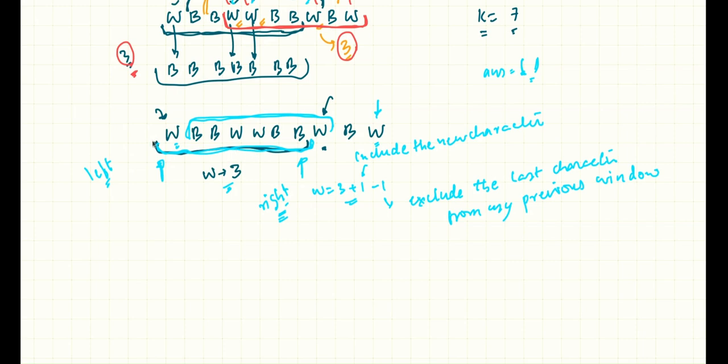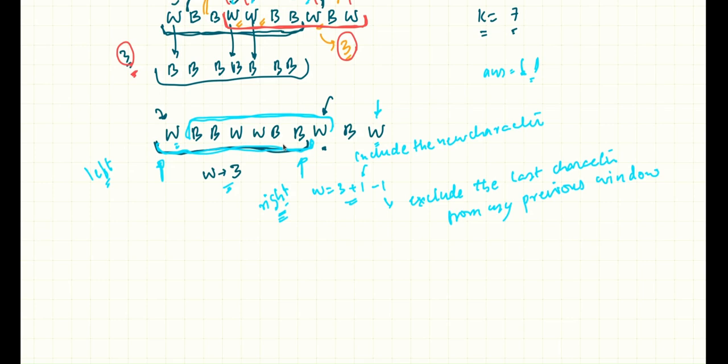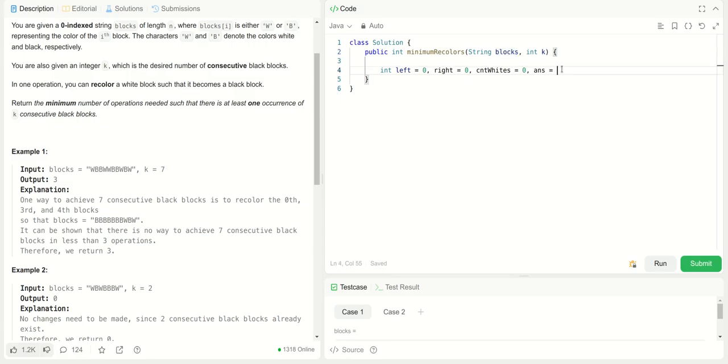Okay, so let's assume in the worst case all the characters are white. We have a window of size k, and the blocks string length is also equal to the length of the window, which is 7. Let's assume we only have this particular string. If all the characters are white, then I have to recolor all the whites to black, and that would be the worst case. So in the worst case, my answer would be equal to k.